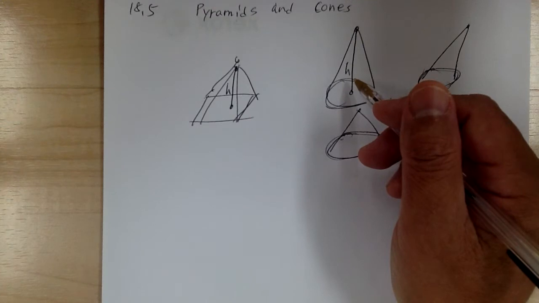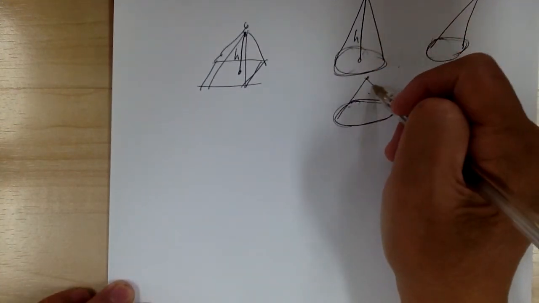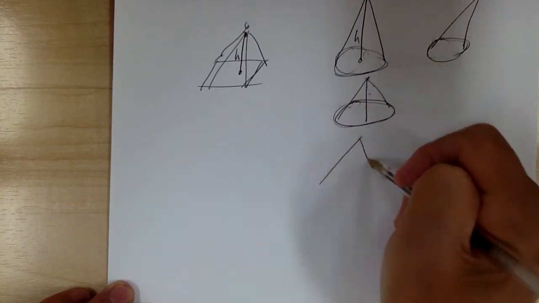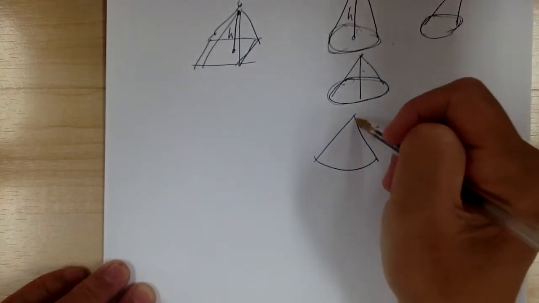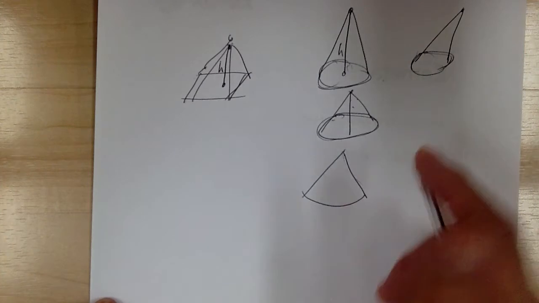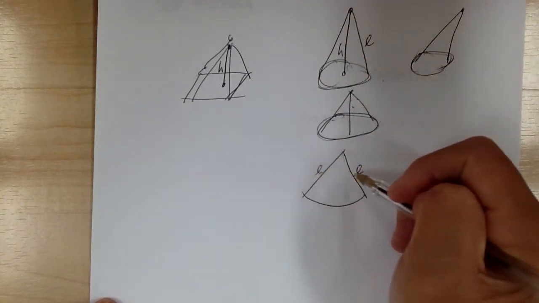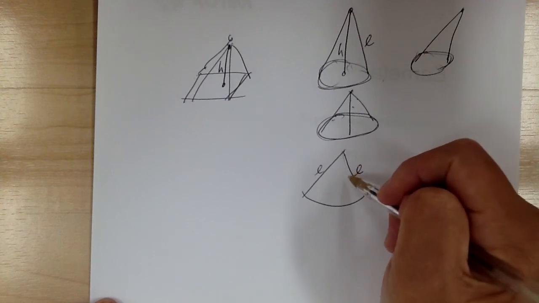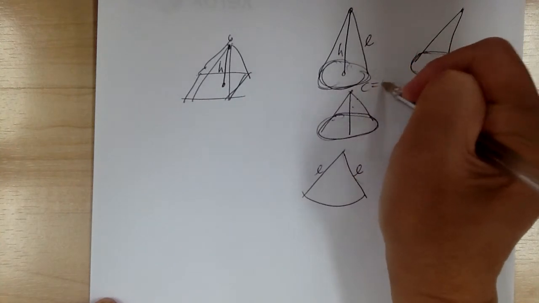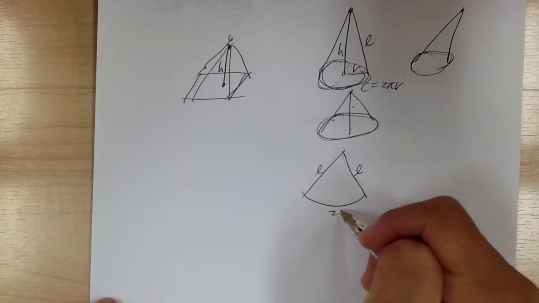So now to find the lateral area of the cone. Let's say you have a cone, right? And you cut and you open, you're going to end up with something that looks like this. So if you have a cone, you cut and you open. This is called the lateral edge, so it will be L. And the circumference will equal 2 pi r. So when you cut it open, this will be 2 pi r.